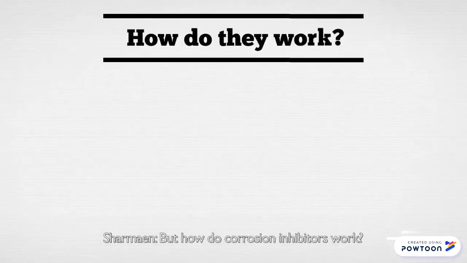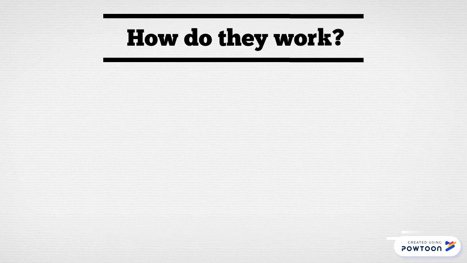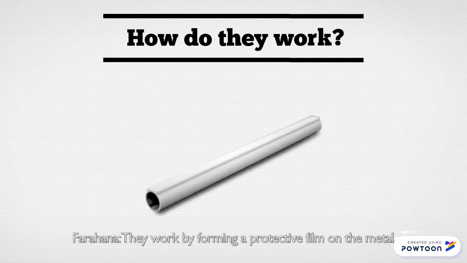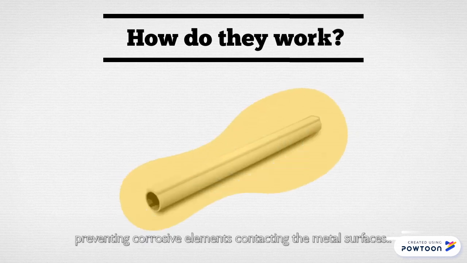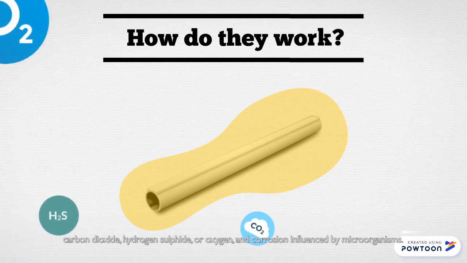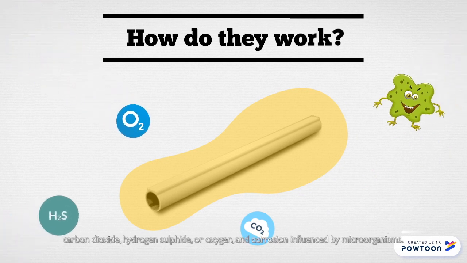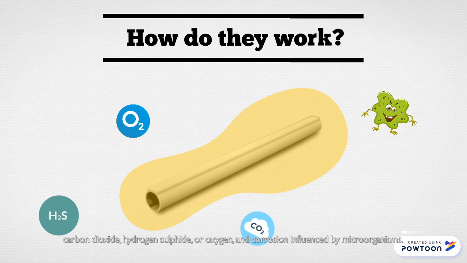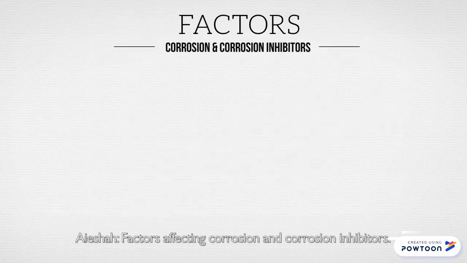But how do corrosion inhibitors work? They work by forming a protective film on the metal, preventing corrosive elements from contacting the metal surfaces. The main mechanisms for corrosion are caused by gases such as carbon dioxide, hydrogen sulfide, or oxygen, and corrosion influenced by microorganisms. Factors affecting corrosion and corrosion inhibitors.